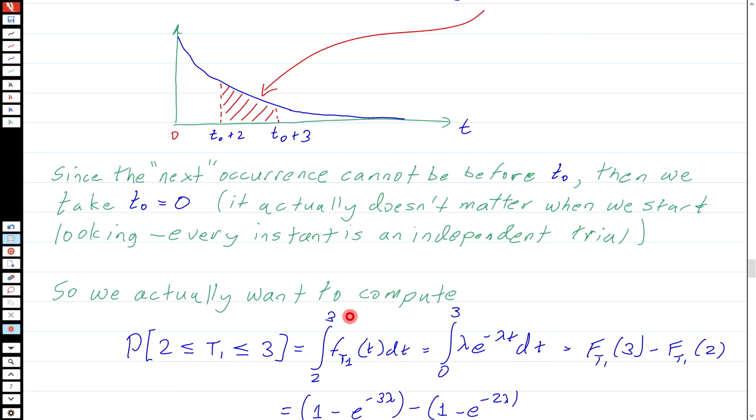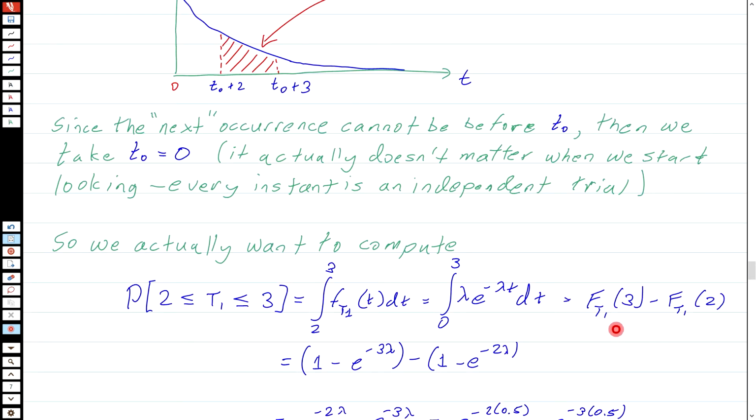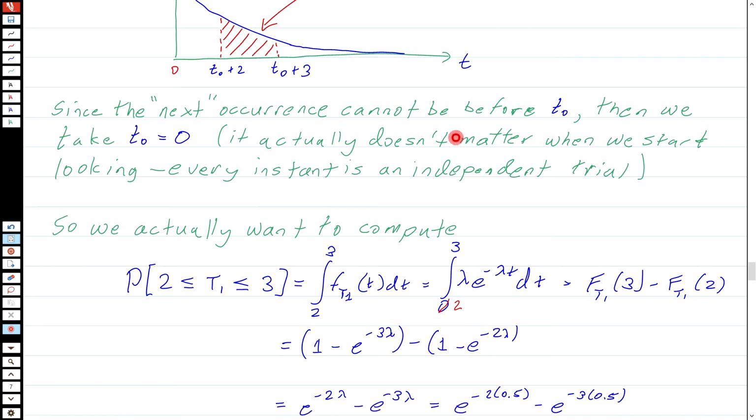Is then the integral from 2 to 3 of the little f, the probability density function, times dt, which is lambda e to the minus lambda t dt. We can also do this in terms of the cumulative distribution function. I did something wrong here. This should be a 2 here. So with the cumulative distribution function, we know that the area between these 2 points is just the cumulative distribution function up to 3 minus the one up to 2, and that gives us the area in between.